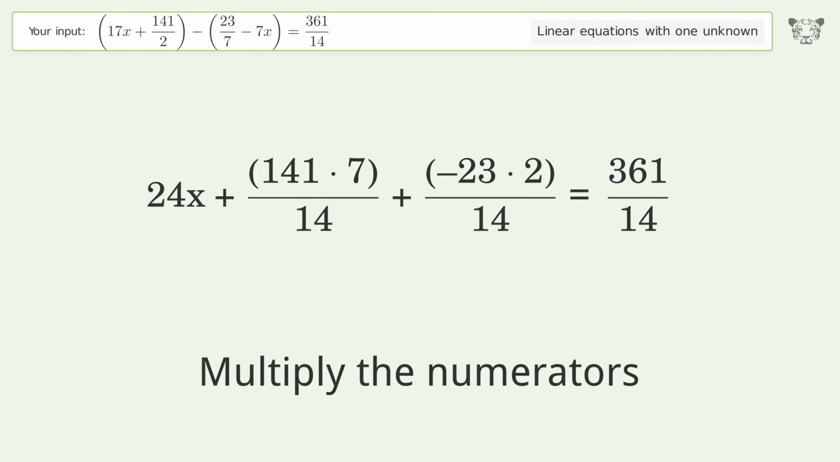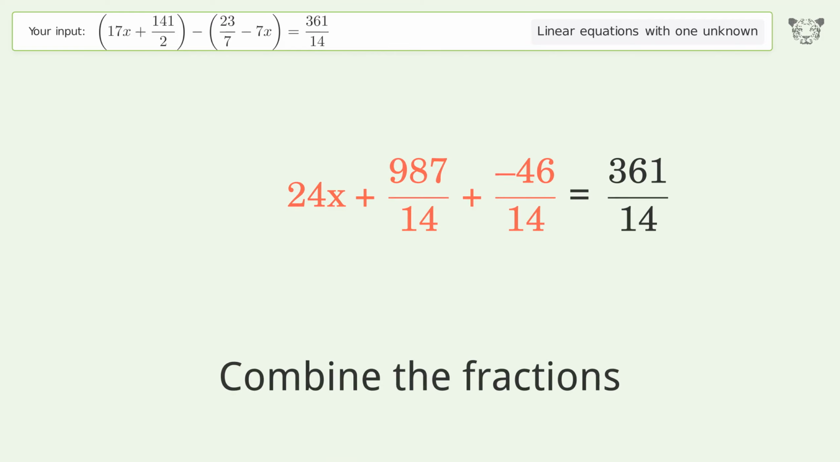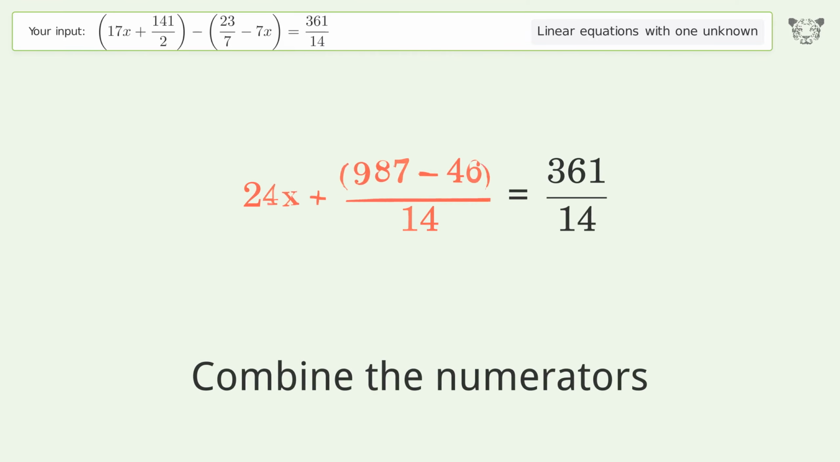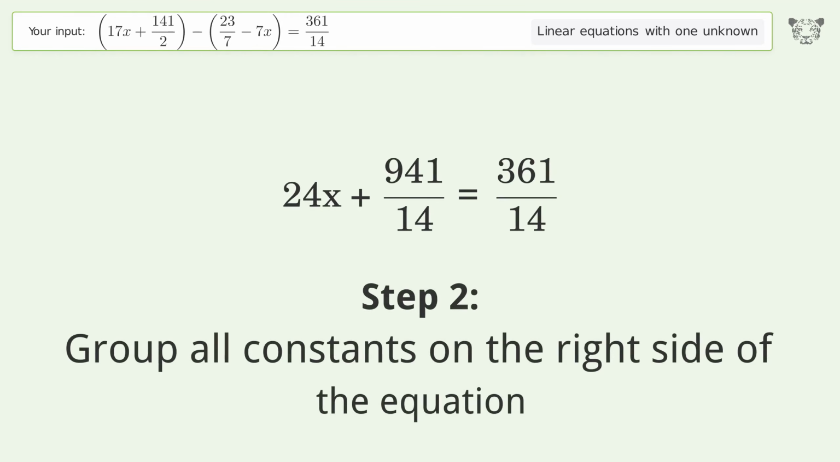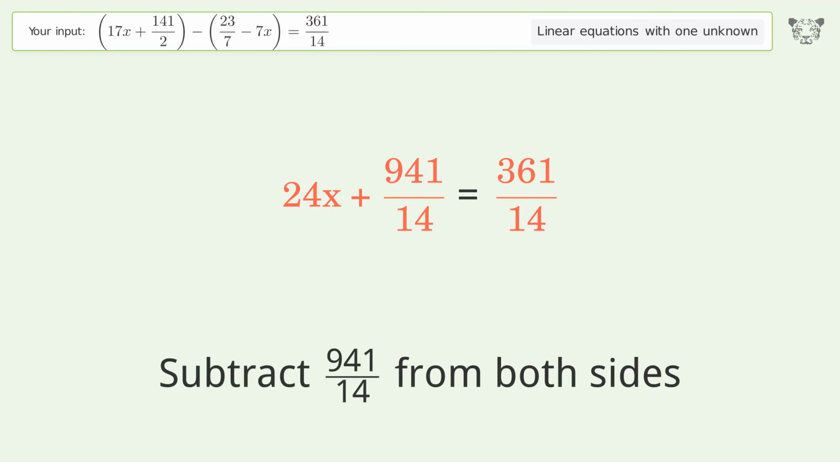Multiply the numerators. Combine the fractions. Combine the numerators. Group all constants on the right side of the equation. Subtract 941/14 from both sides.